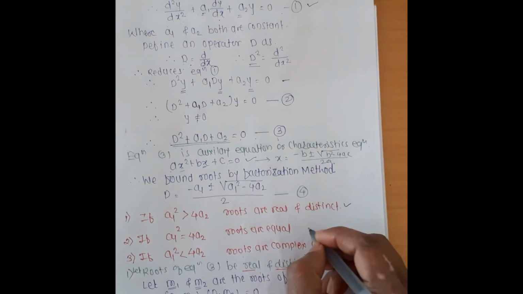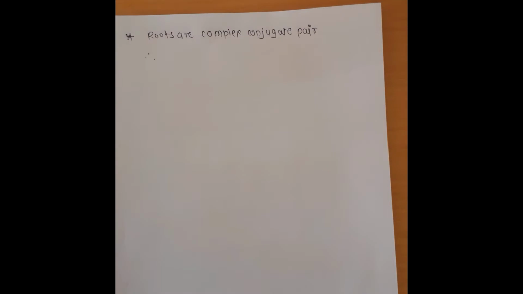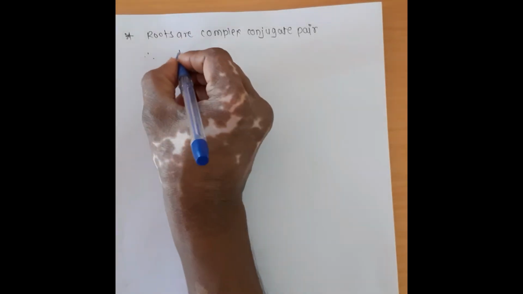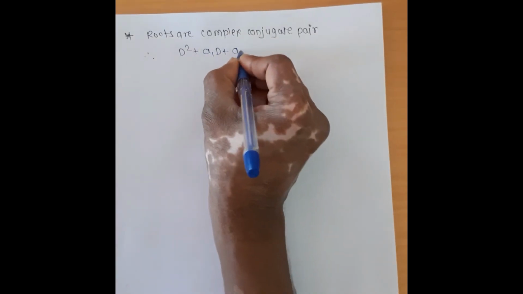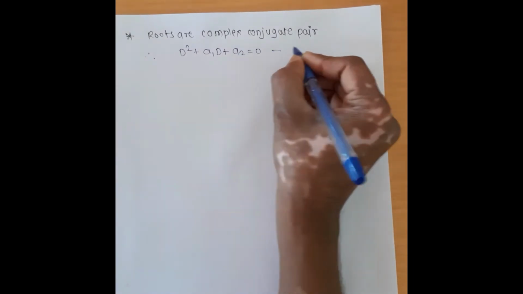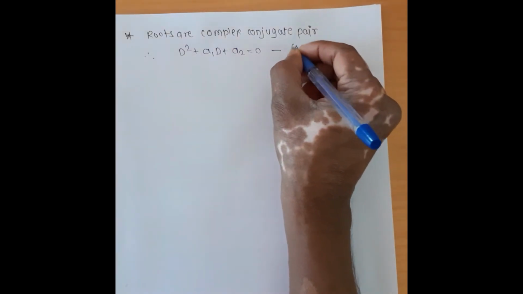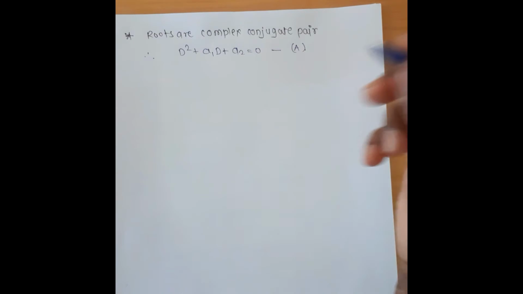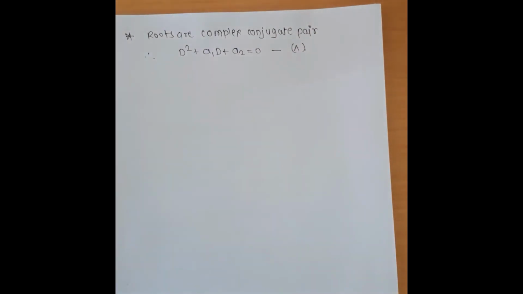So these two conditions are done. Now we will be discussing the case where the roots are a complex conjugate pair. So here we write the equation: d square plus a1d plus a2 equals 0. So this is our actual equation. Our last equation will be numbered 6, and this equation is repeated three times, in the first case, second case as well as third case.